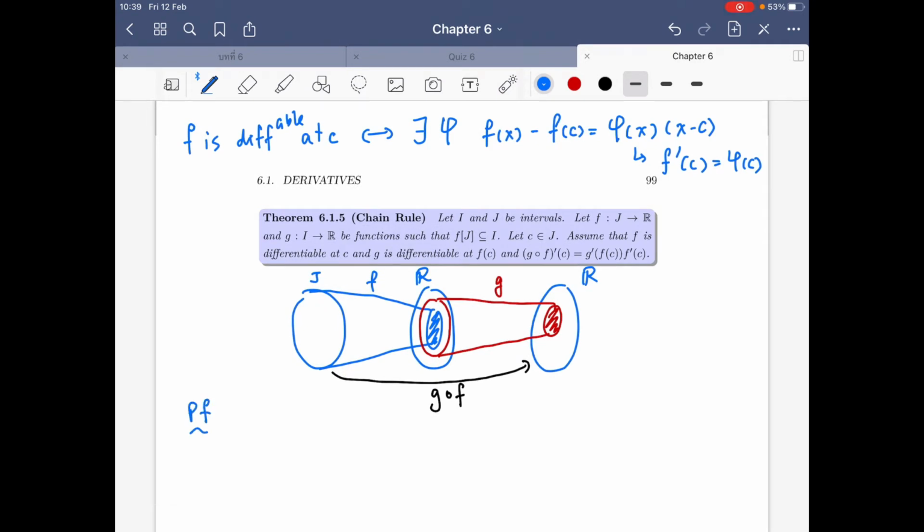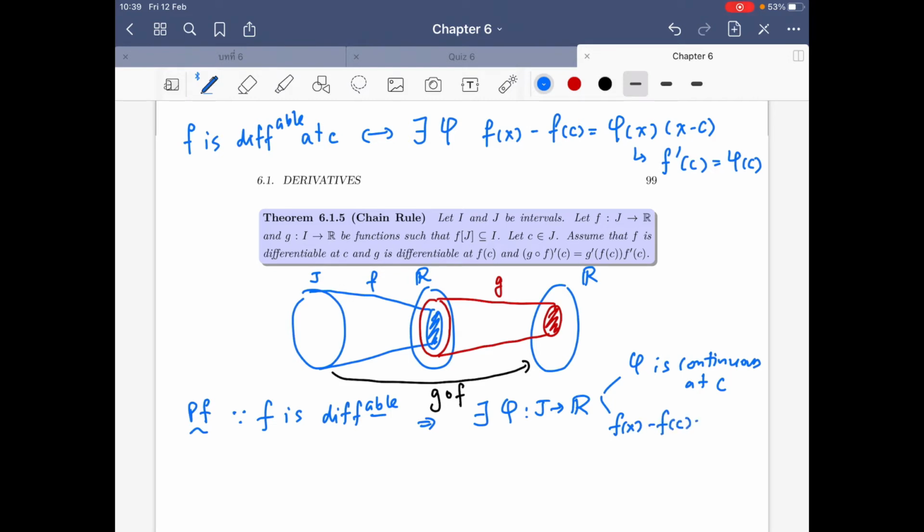Okay, so let us try to prove it. Because your f is differentiable, of course there exists a phi, as I told you, from j to R, so that your phi is continuous at the point c, and your f of x minus f of c equals phi x times x minus c. Okay, so let me rewrite it here.